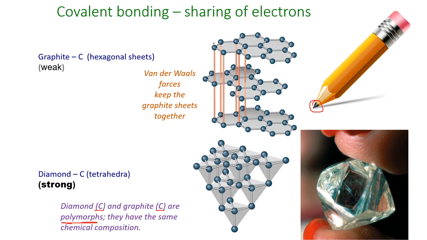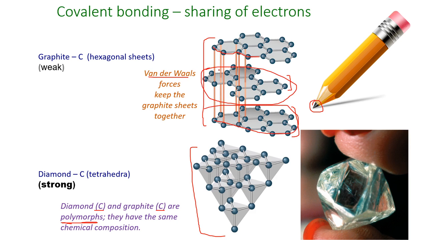Even though the composition is the same, it's carbon, the arrangement of the atoms is different. So this is weak, this is strong. These are van der Waals forces. You have these sheets of carbon atoms, and keeping these sheets together are these van der Waals forces that are relatively weak. So when you write with your pencil, you're actually breaking the van der Waals forces and slaking off these sheets.